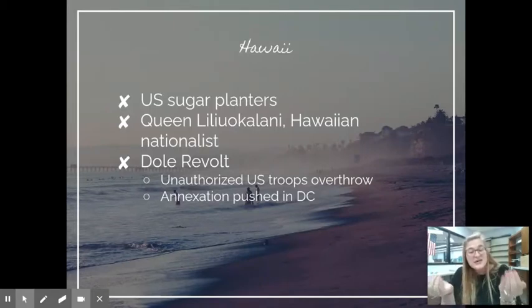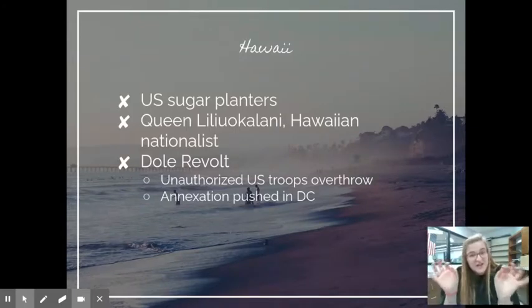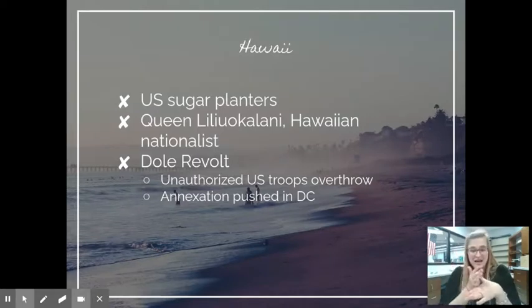Her name is Queen Liliuokalani. I'm going to say it again. Liliuokalani. And she is a Hawaiian nationalist. She is a native Hawaiian, who insisted that Hawaiians, native Hawaiians, should control Hawaii. And so white planters, mostly Americans, were upset. They didn't want this Hawaiian queen to get her way and Hawaii not be annexed.